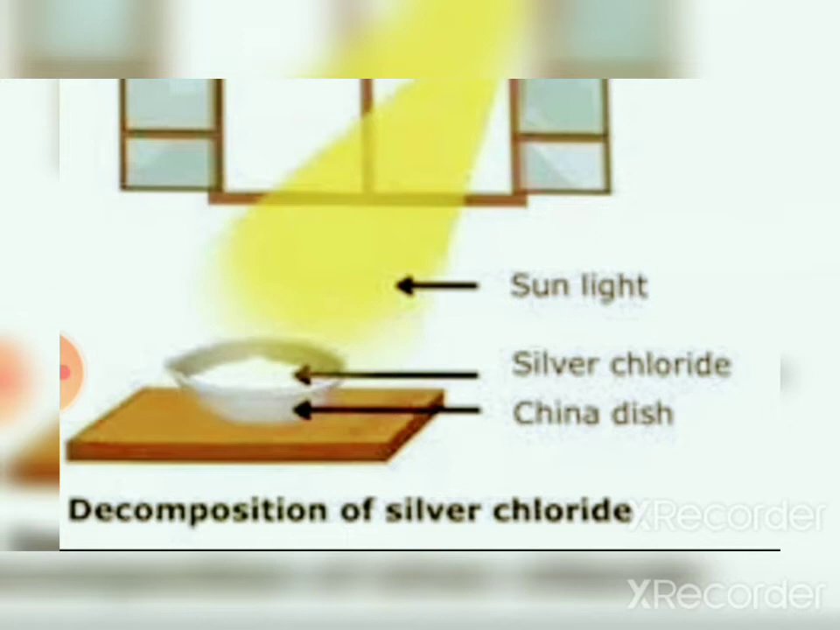The grey color is due to the formation of metallic silver. Along with silver, the other product formed is chlorine gas. Like silver chloride, silver bromide also undergoes photolytic decomposition when exposed to sunlight. The products formed in this case are silver and bromine.